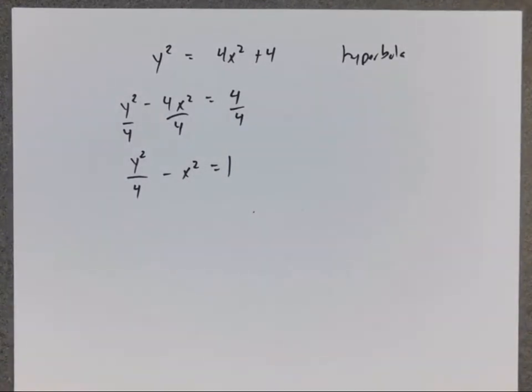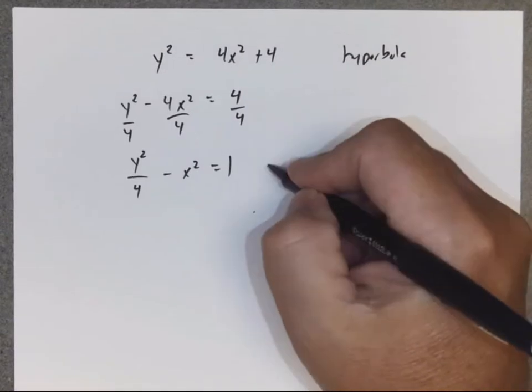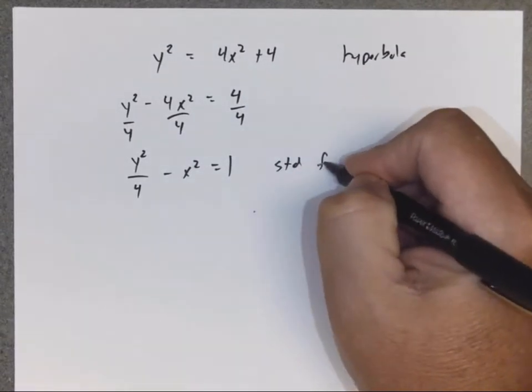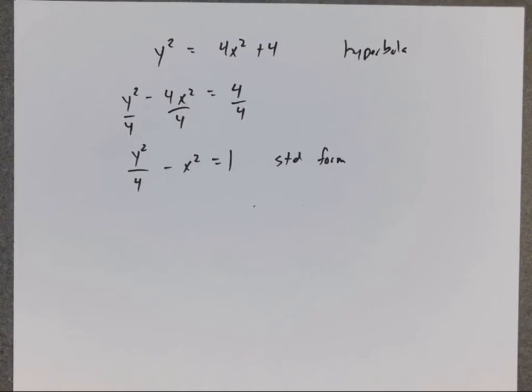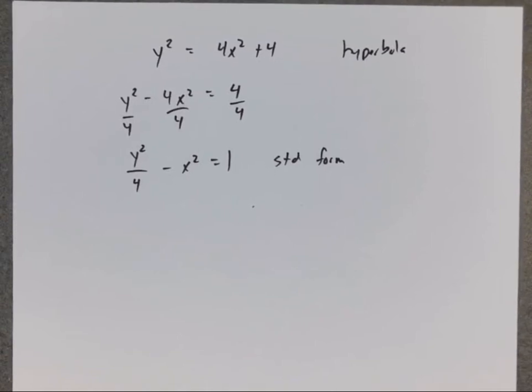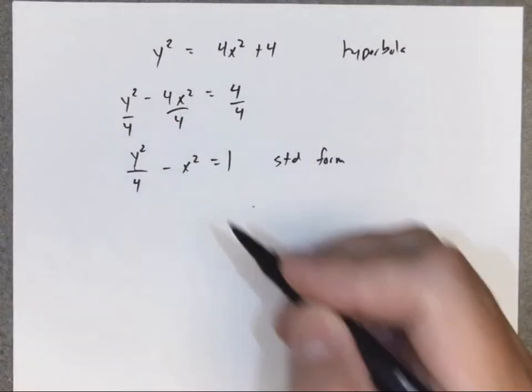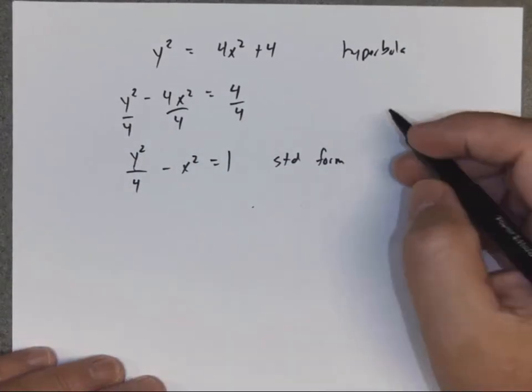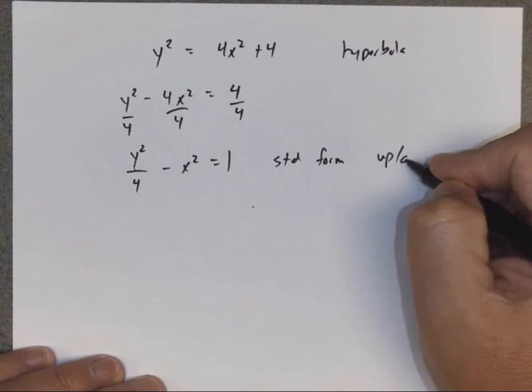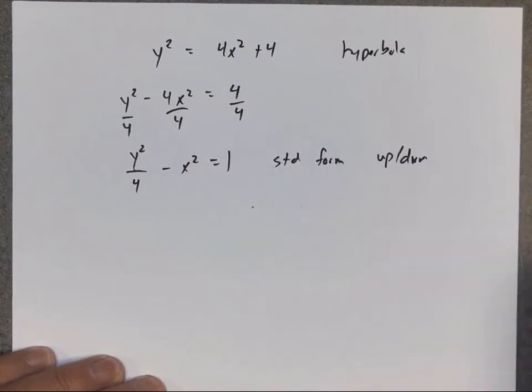Now if I look, it looks like it is in standard form. So now I decide, is this a left or right or an up or down hyperbola? Since the y term is a positive term, it's going to be an up or down hyperbola. Now this is just like the last one now.